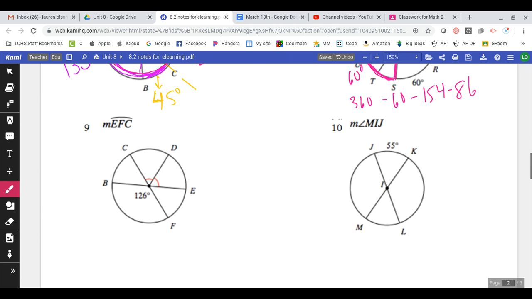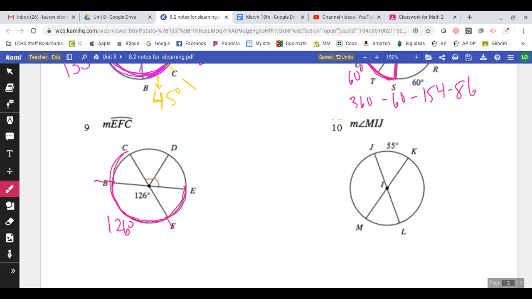The measure of arc EFC. So that means I have to start at E, go through F, and go all the way over to C. So this is the arc that I'm looking for. Arc is on the outside, so this 126 gives me an arc of 126 between these points here. So I need to find the other two.